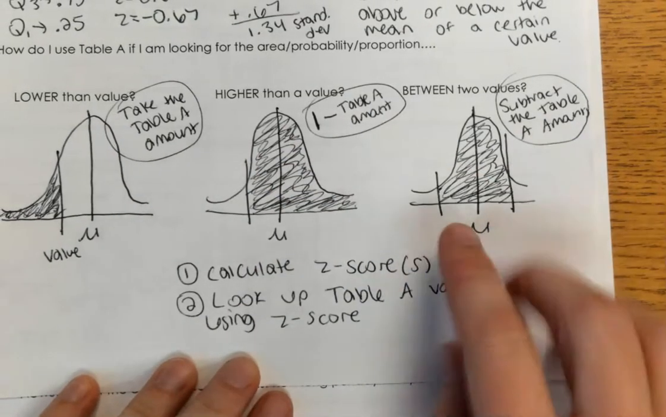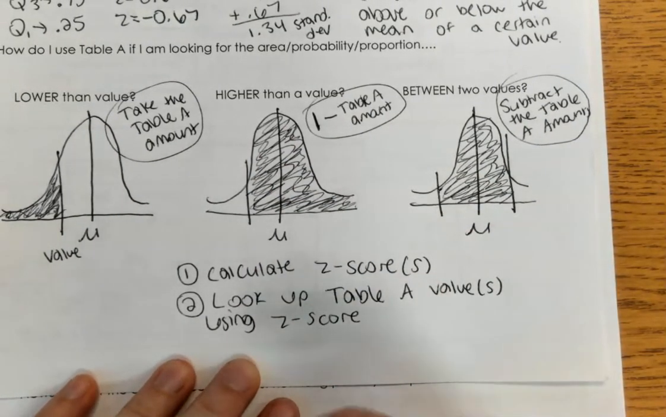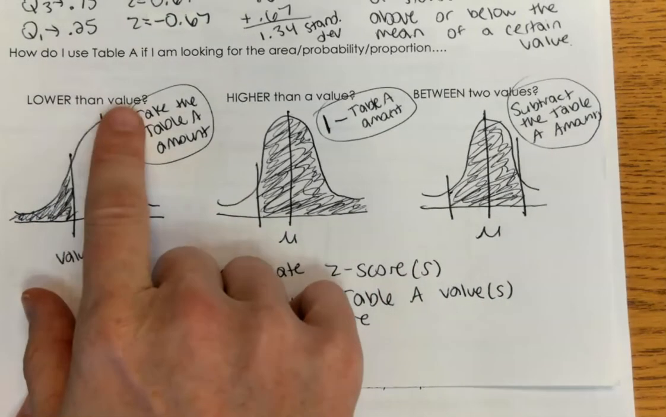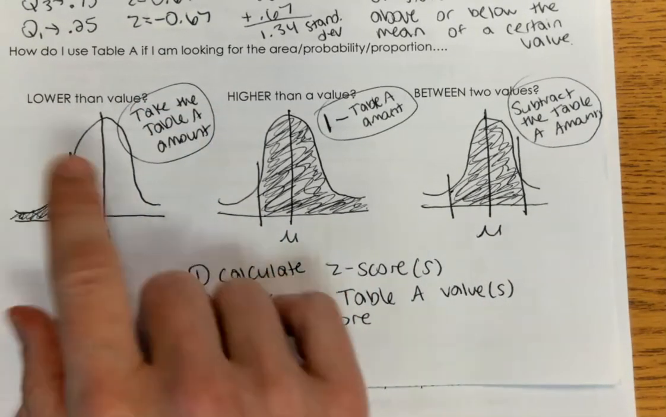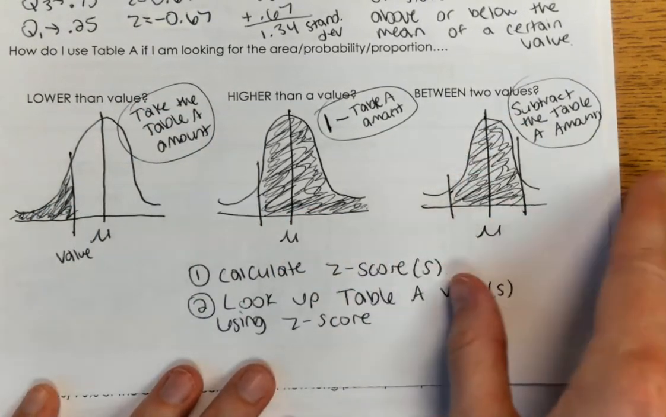All right, so just follow these steps. Calculate your z-score, value minus mean over standard deviation, and then look to see what the question's asking you. Should you be shading the area to the left, to the right, or between two amounts?